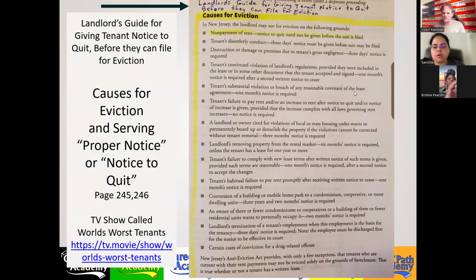You don't need this for exams. For exams, you just need to know what's the only reason, what's the only cause that you could evict a tenant without prior notice, and that is non-payment of rent. They know they need to pay the rent. They should be paying the rent. So all these other reasons, though, could be helpful for you if you're involved in property management. So that little title up there can be your guide.